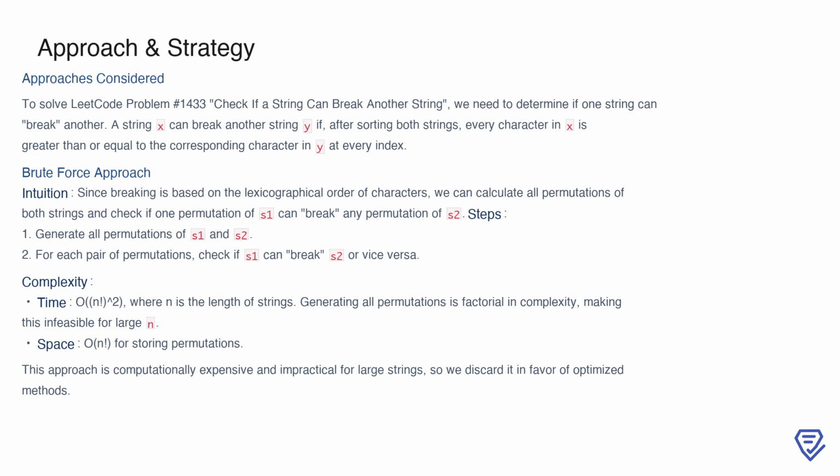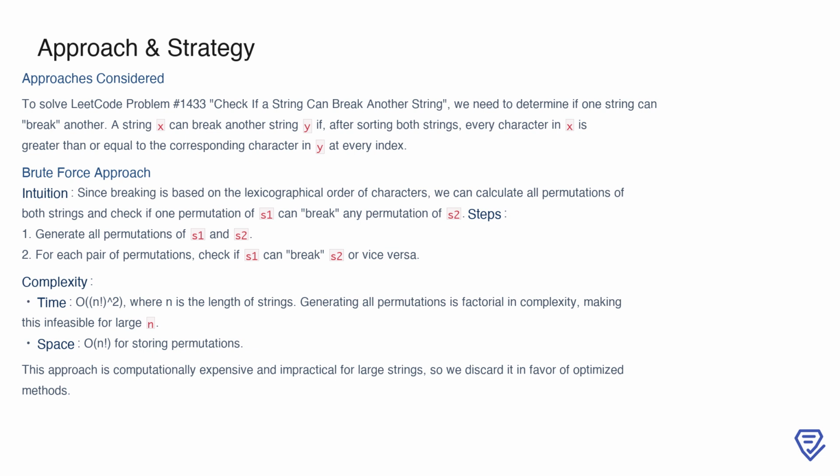To solve the problem of determining if one string can break another, we first need to understand the concept of breaking. If string X can break string Y, this means that, after sorting both strings, every character in X is greater than or equal to the corresponding character in Y at every index. A straightforward but computationally expensive way to approach this is through a brute force method. Here, we would generate all possible permutations of both strings and then check if any permutation of S1 can break any permutation of S2, or vice versa.